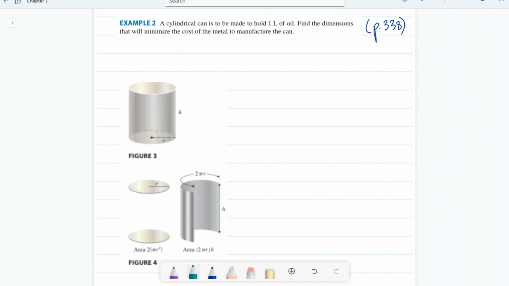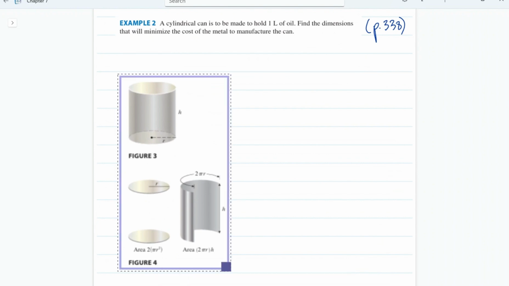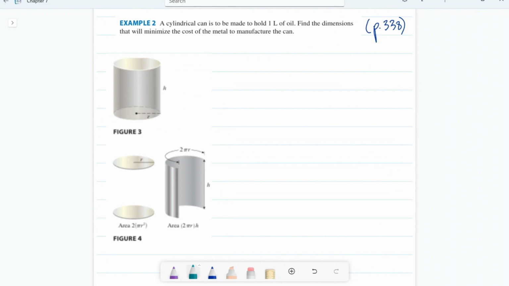Again, step one, try to understand what they're asking. Even if solving the problem might be hard, just try to understand what they're asking. We would like to minimize the cost of the metal to manufacture the can. What does this mean? This means that we want to minimize the area, because less area, smaller area means less metal required. Now, how do we do that? We start by defining the area, as we did in the previous problem.